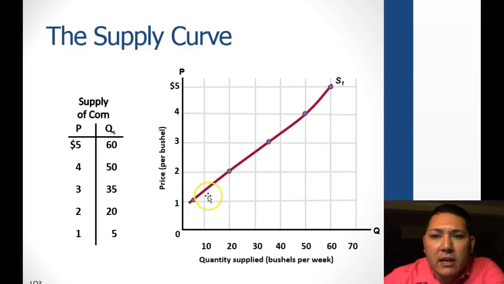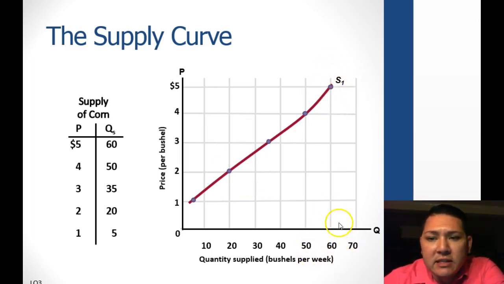So looking at the supply curve, we have our y-axis of price again, our x-axis of quantity, and at some price point we're willing to produce a certain quantity. At a price point of $1, we're willing to produce or supply 5 bushels of corn. And as our price point increases, the more we're willing to supply. At $5, we're willing to supply the most amount of corn that we possibly can, at 60 bushels per week.